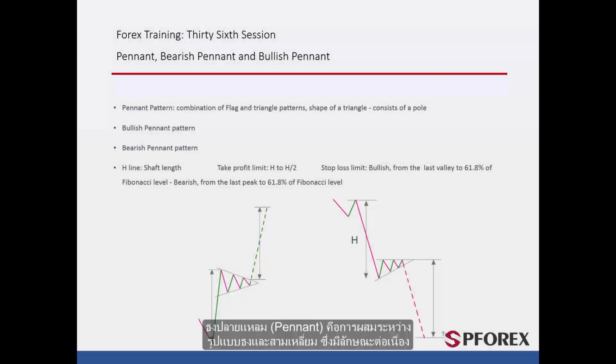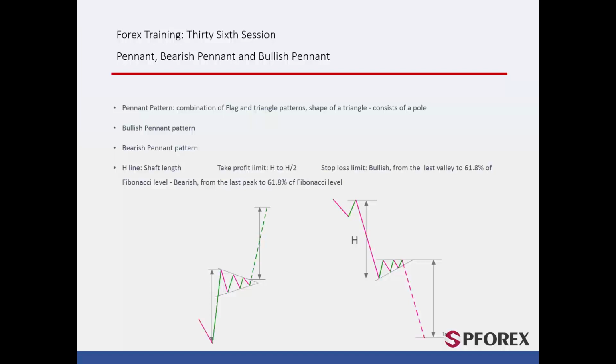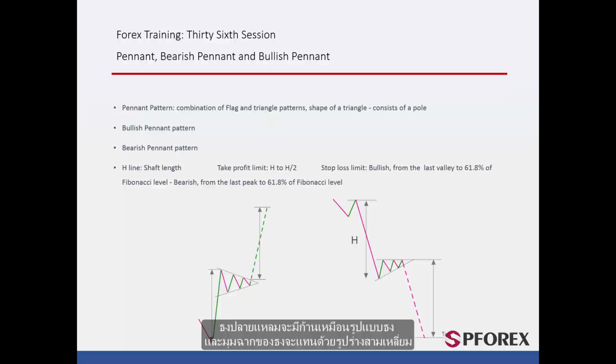Pennant. Pennant is a combination of a flag and a triangle pattern which has a continual manner. It would be mandatory to study sessions on flag and triangle to fully understand pennant pattern details. Pennant has a shaft-like flag pattern, while the rectangular shape of a flag is replaced with a triangle shape.